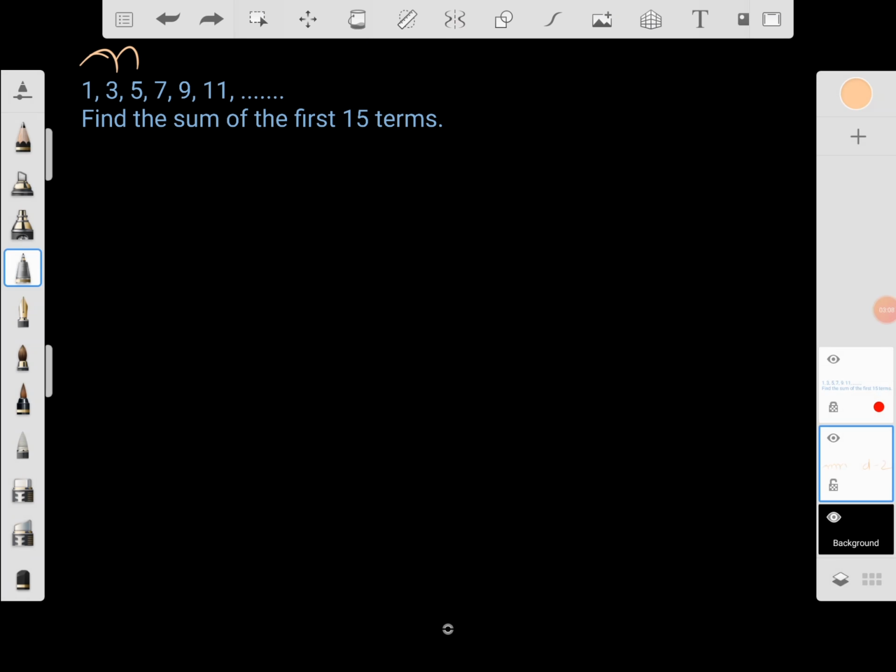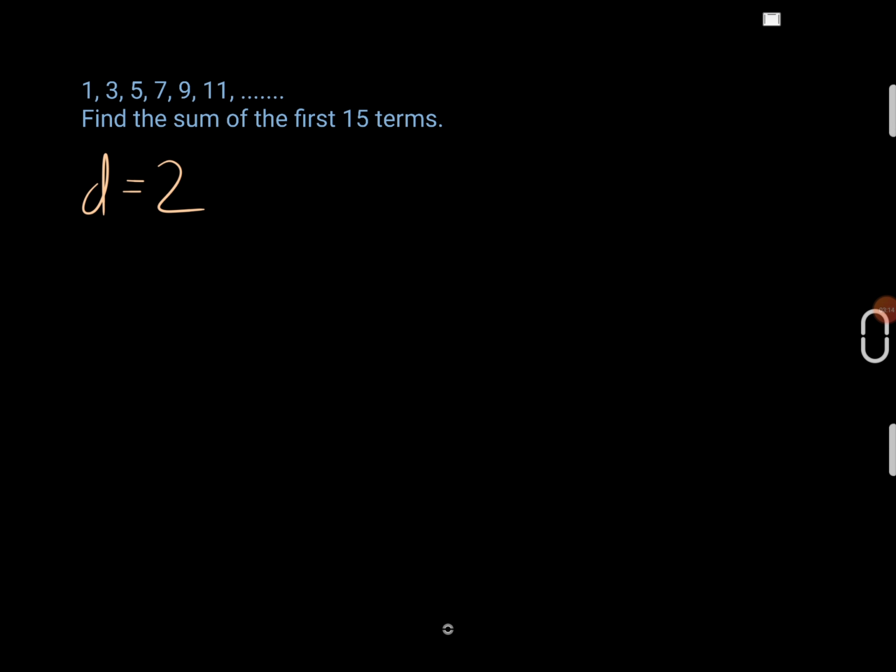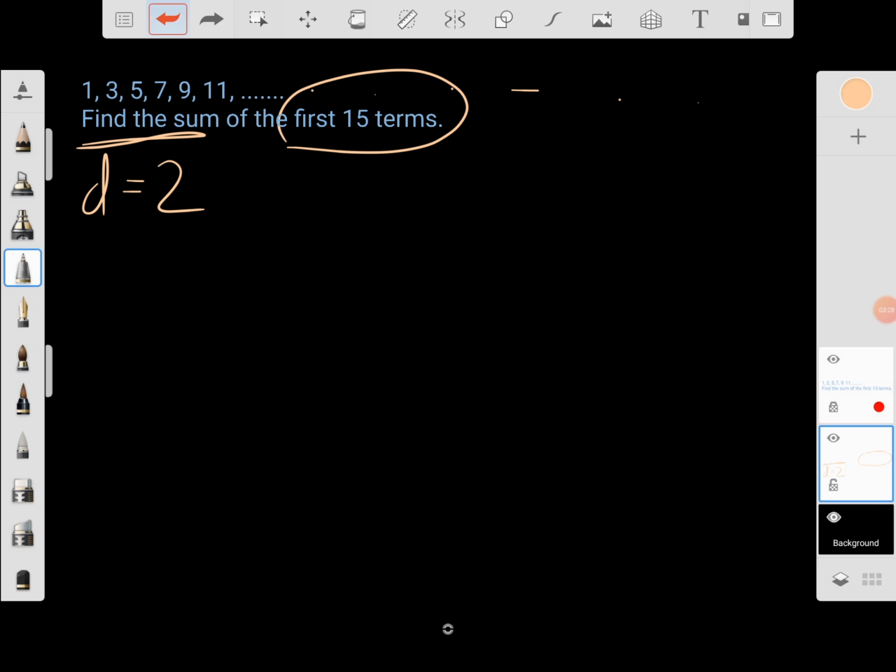Let us write it more neatly. d is equal to 2. Now the question is, find the sum of the first 15 terms. We cannot keep adding all the terms because it is an infinite series, but the question is not to find the sum of all the terms, only of the first 15 terms. One way is to write all the 15 terms and add them one by one, but that will take a lot of time.